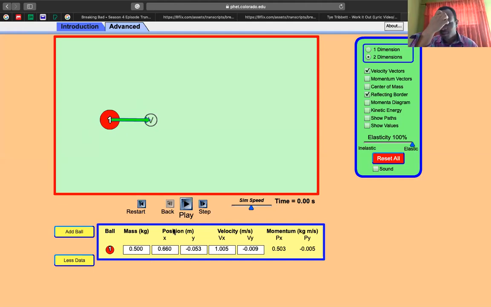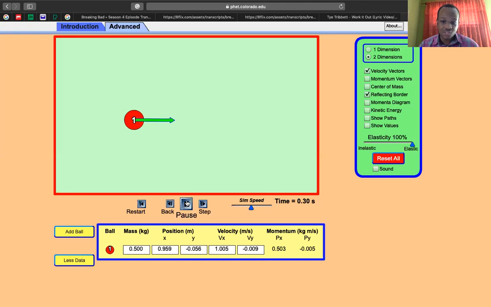Remember that momentum is mass times velocity. Yes, that's what I was saying. So our mass is 0.5 and our velocity is 1. So our momentum would be 0.5. We're looking at the x direction alone. Anything else with y, just ignore that for now. So we're in the x direction, our mass is 0.5, our velocity is 1, so our momentum is 0.5.